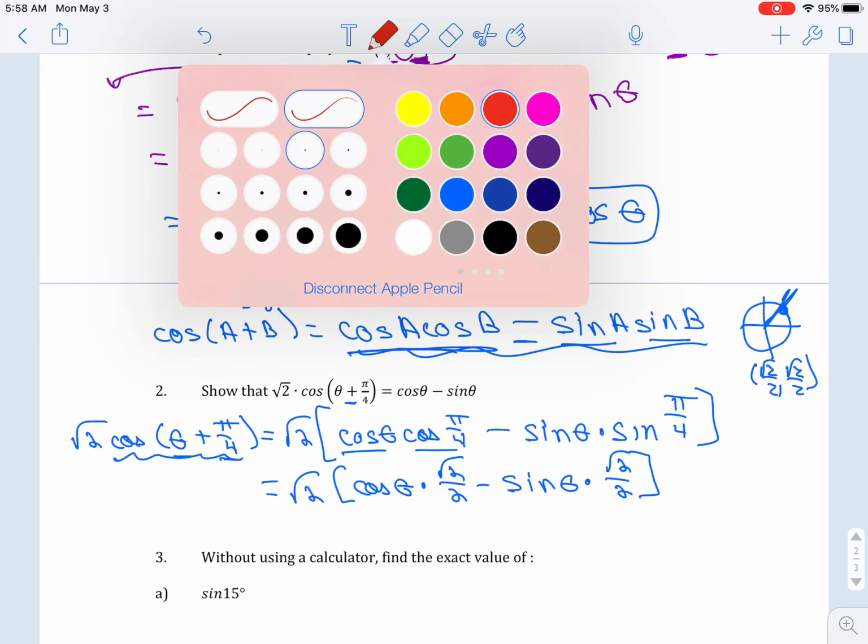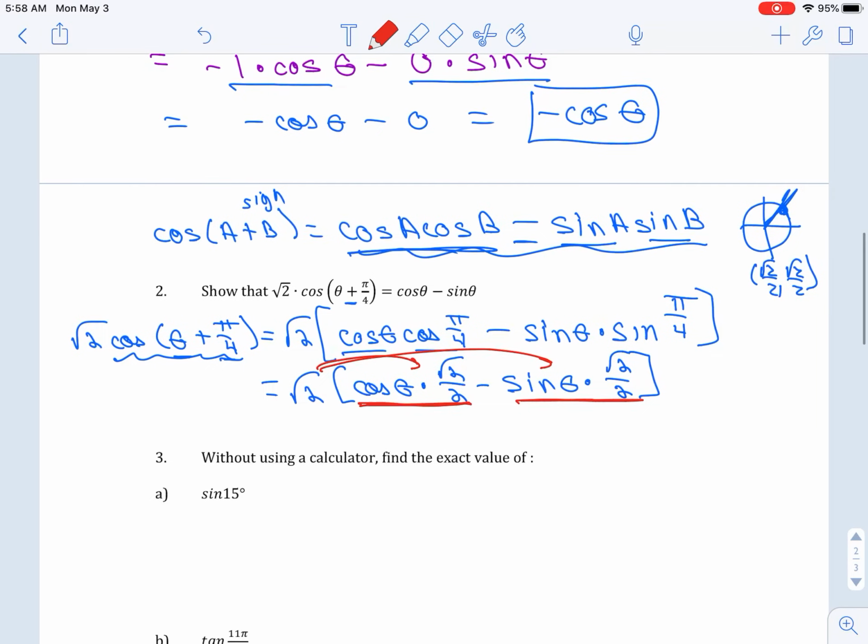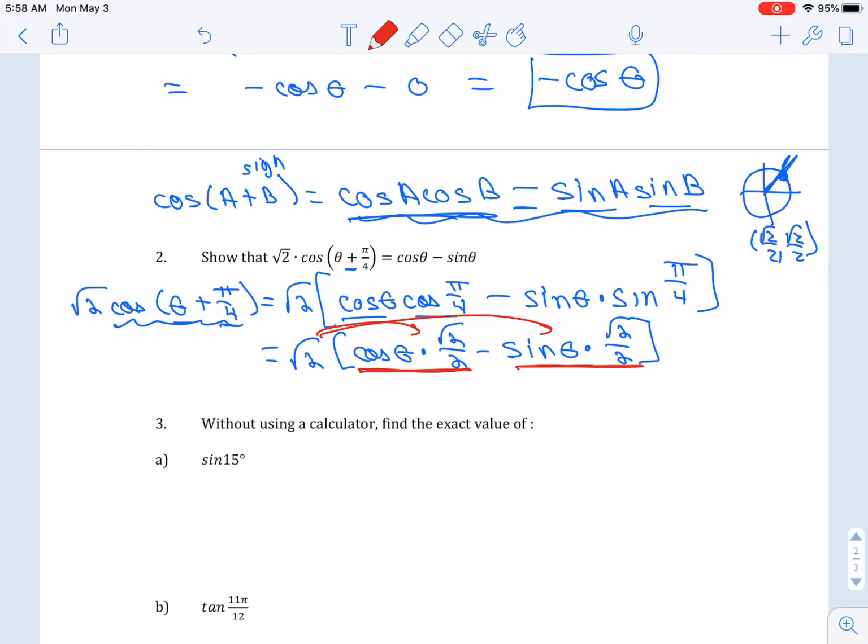All right, then what I'm going to do is distribute the square root of 2 times each of these terms. This is a whole term and this is a whole term. So I'm multiplying square root of 2 times this whole thing and times this whole thing. When I multiply the square root of 2 times this first term, I get the square root of 2 times cosine theta times square root of 2 over 2. And then the same thing here, I'm going to get square root of 2 times sine theta times the square root of 2 over 2.